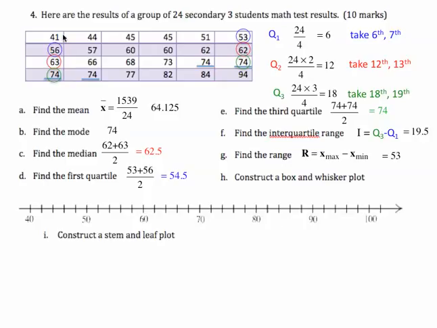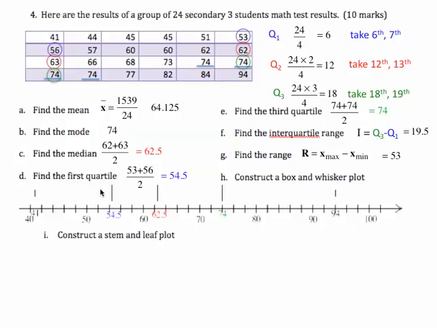I'm interested in my x min, my x max, and all the quartiles, so I put those on here. 41 is going to be right there. 54 is right here, 56 is right there, and 55 is right in between. So 54.5 is right in between 55 and 54, a quarter of the way. Same with 62.5. It's going to be a quarter of the way between 62 and 64. 74 is right here, and my x max, 94, is right there.